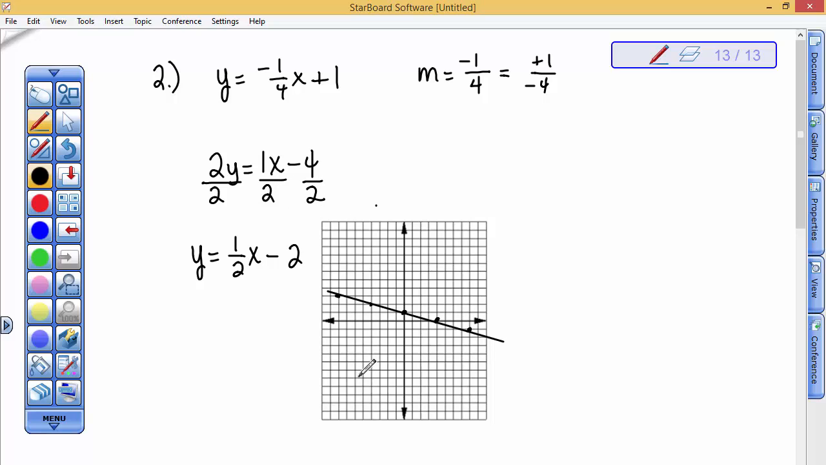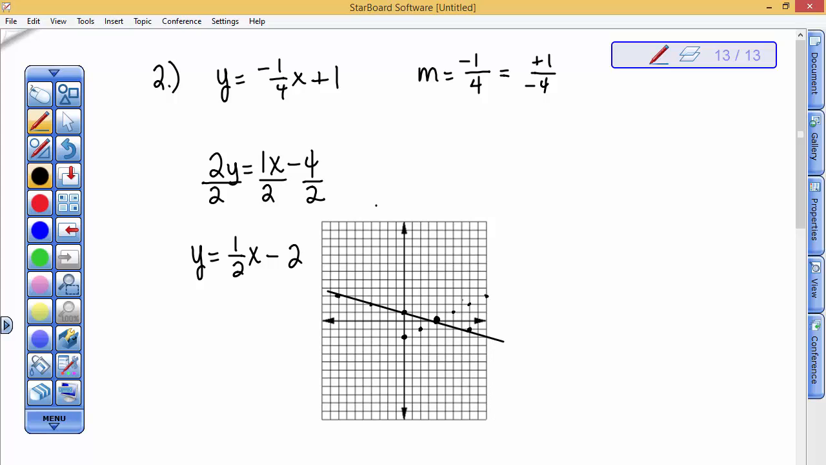And then because the slope is 1/2 and it's positive, I'm going to go up 1 and to the right 2. Oh, look, that's the spot. Up 1 and to the right 2. I could also go down 1 and to the left 2 because that'd be a negative divided by a negative.